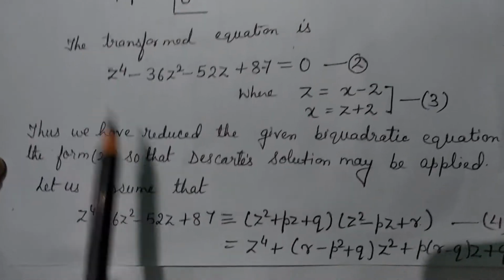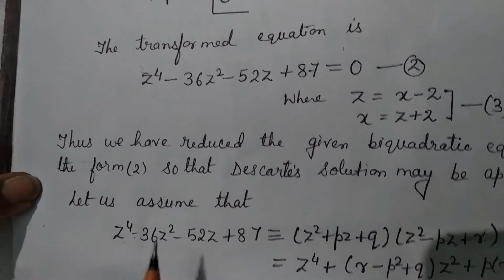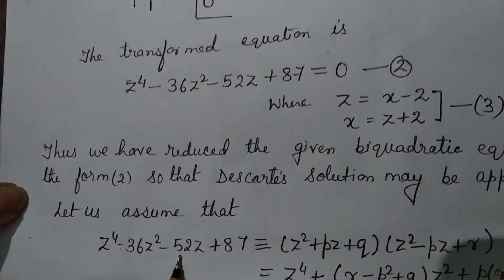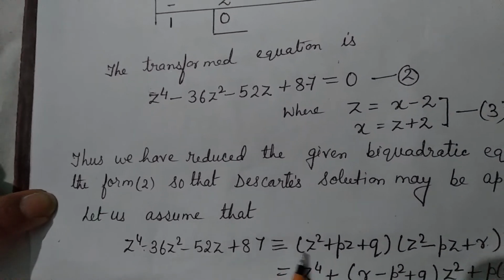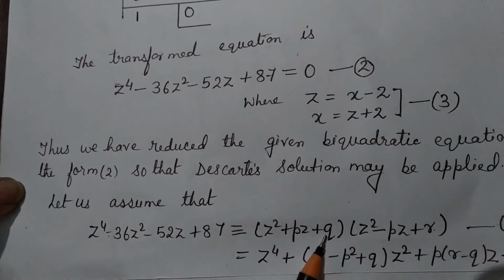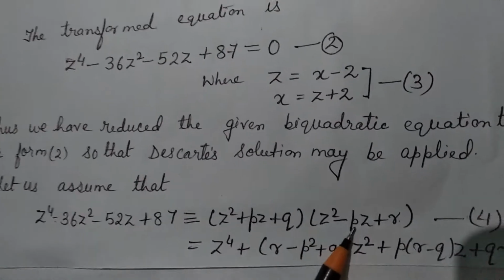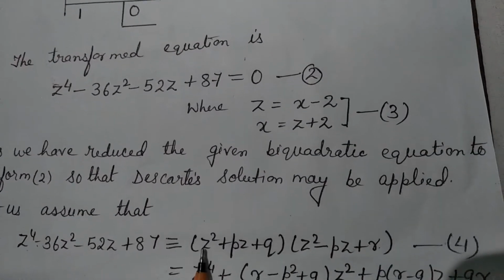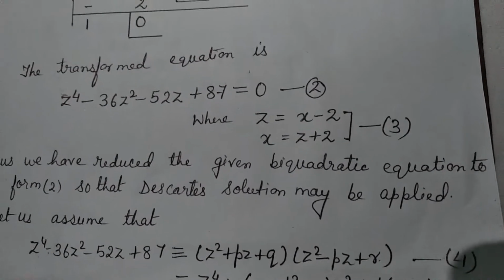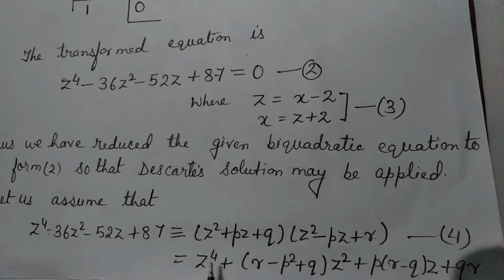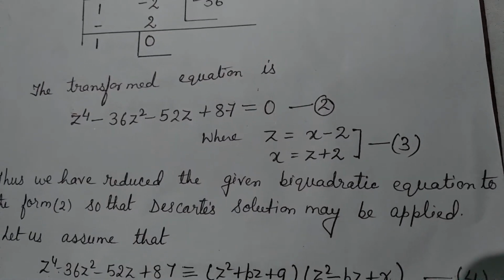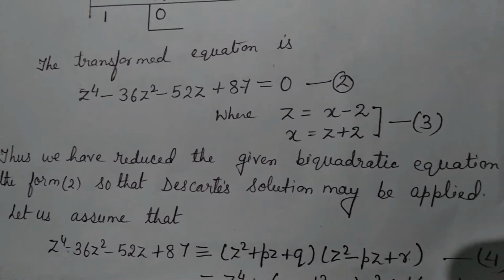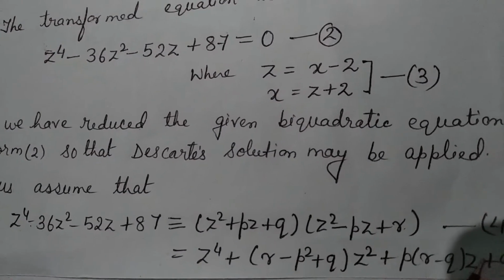So let us assume that z to the power 4 minus 36z square minus 52z plus 87 be equal to z square plus pz plus q into z square minus pz plus r. Take it as equation number 4. On multiplying further, we will get z to the power 4 plus r minus p square plus q into z square plus p into r minus q into z plus qr.